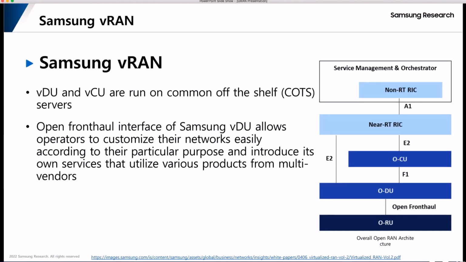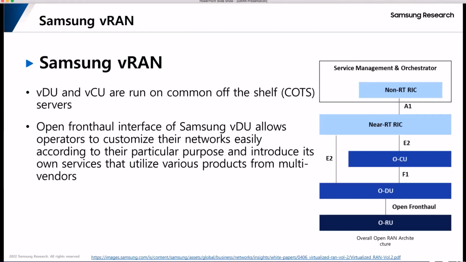So earlier we discussed what the vRAN is. So these VDU and VCU softwares can be run on common off-the-shelf or COTS servers. So these COTS servers consist of standard components, and these are readily available from various suppliers.